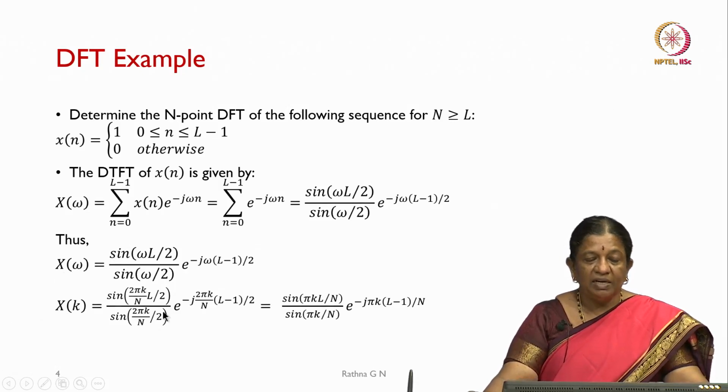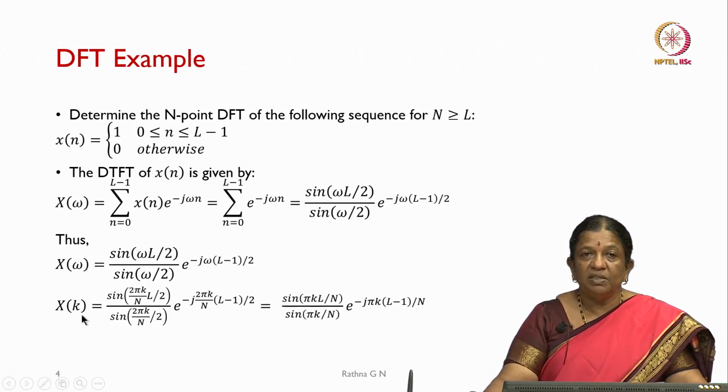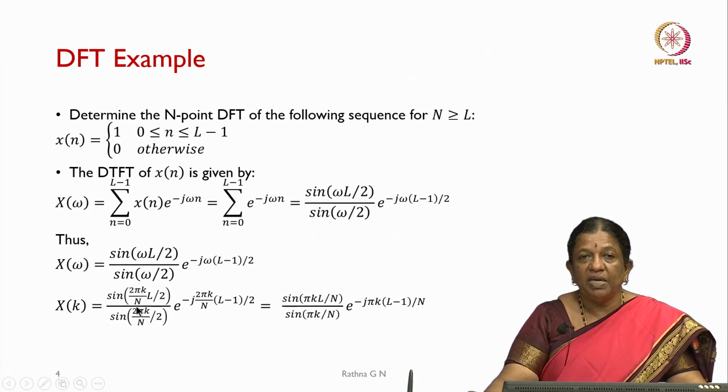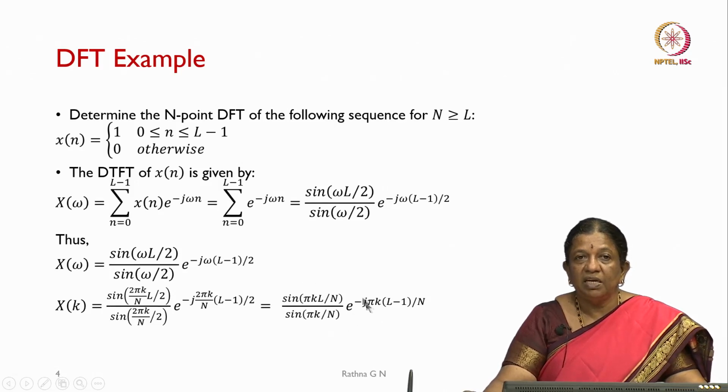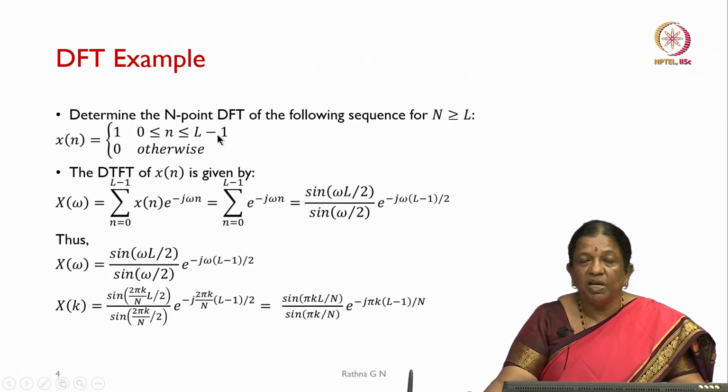Now if we calculate X of k in the DFT domain, since this was in the DTFT, what happens to this equation? It becomes sin of 2 pi k L by 2N divided by sin of 2 pi k by 2N, into e power minus j 2 pi k by N into L minus 1 divided by 2. This is what we get if our x of n is a unity step function, u of n, of length L minus 1.